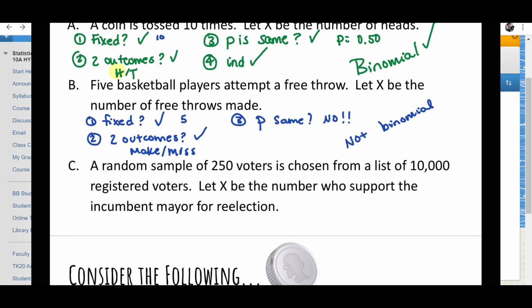All right, a random sample of 250 voters is chosen from a list of 10,000 registered voters. Let X be the number who support the incumbent mayor for re-election. So is this a binomial experiment? First off, is there a fixed number of trials? Yes, there are 250, because we're going to choose 250 voters. Are there 2 outcomes?